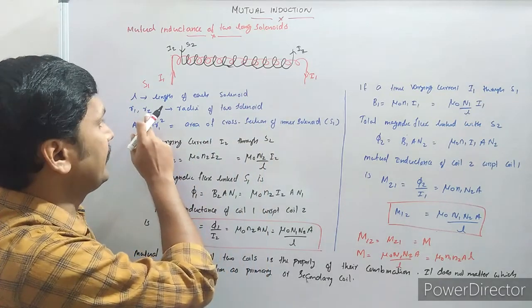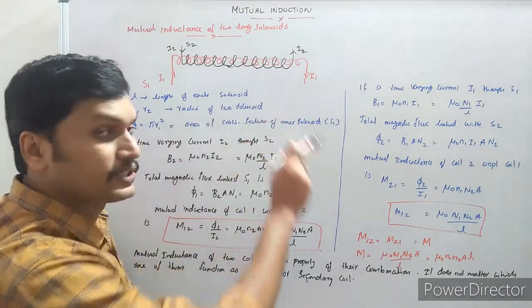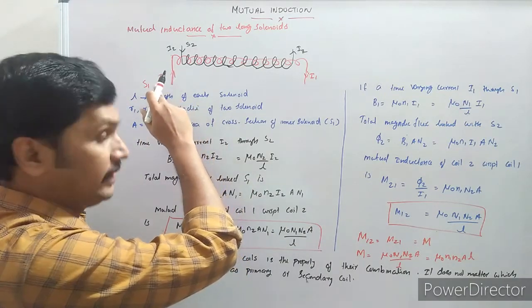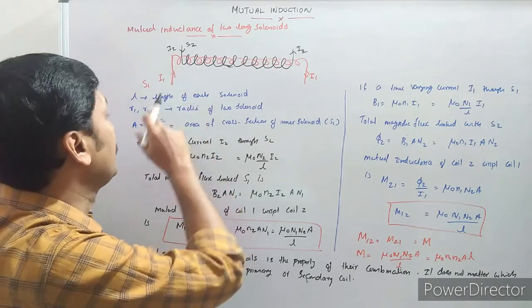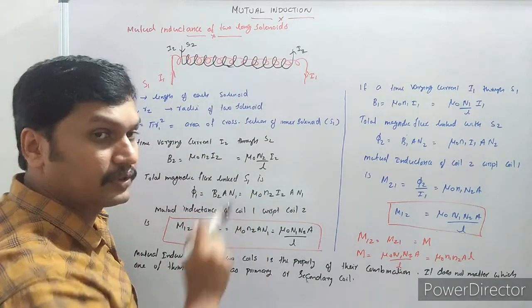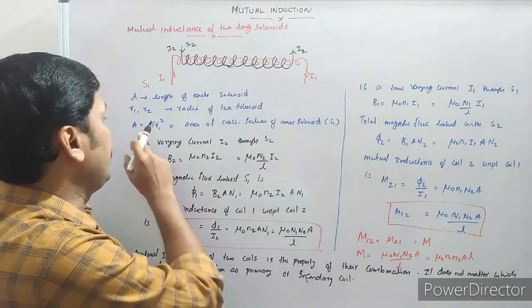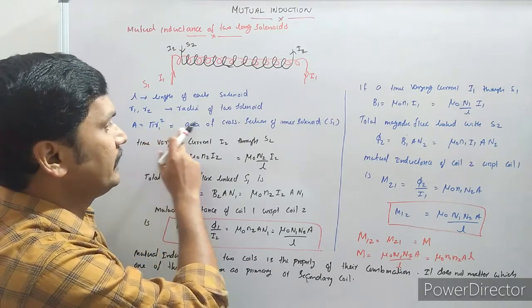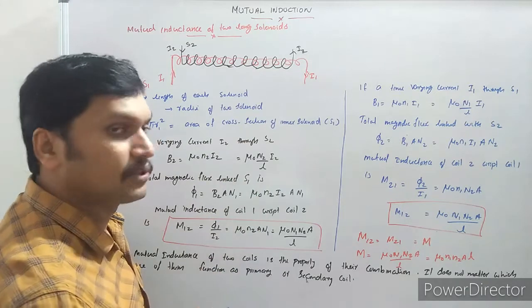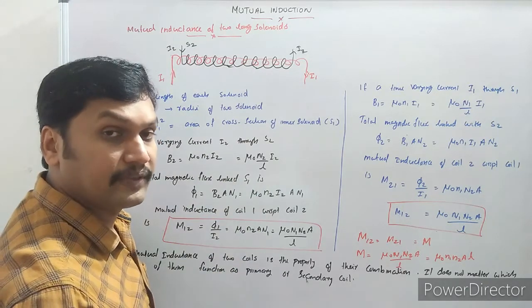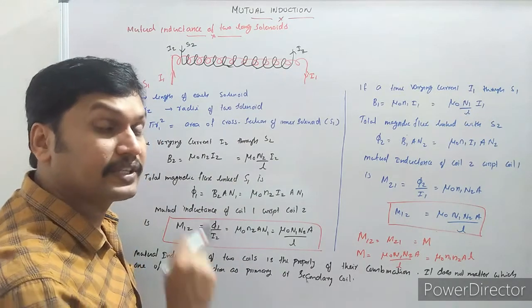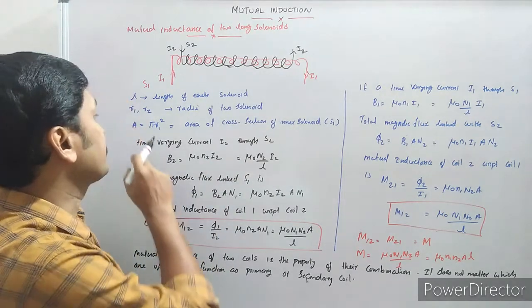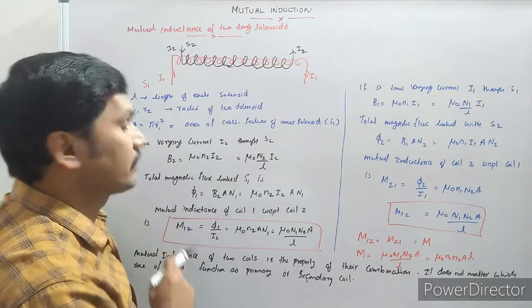Let's say R1 and R2 are the radii of the two solenoids. That is, R1 is the radius of the inner solenoid, that is S1, and R2 is the radius of the outer solenoid. We are taking A equal to pi R1 squared as the area of cross section of the inner solenoid S1. Or otherwise we can say that's the common area, the inner solenoid area is considered as a common area, that is A equal to pi R1 squared.